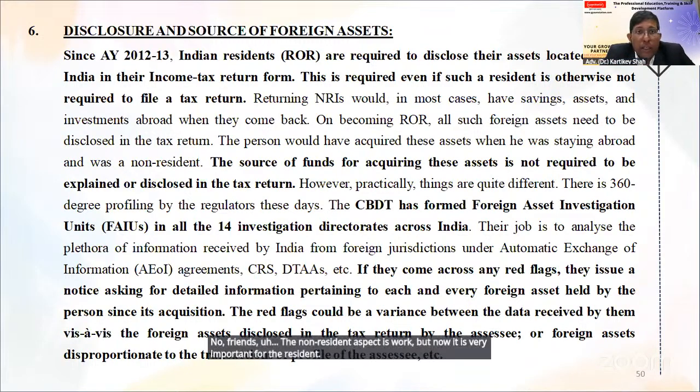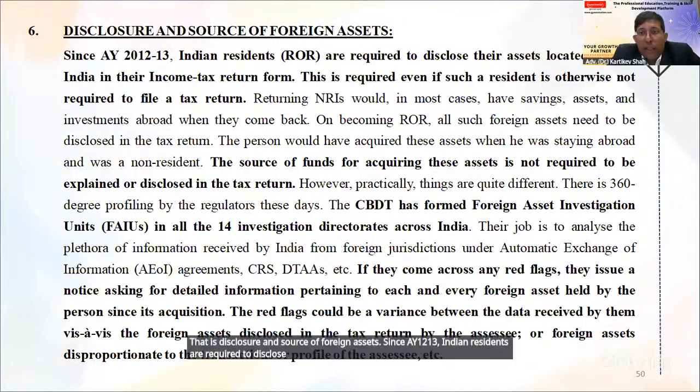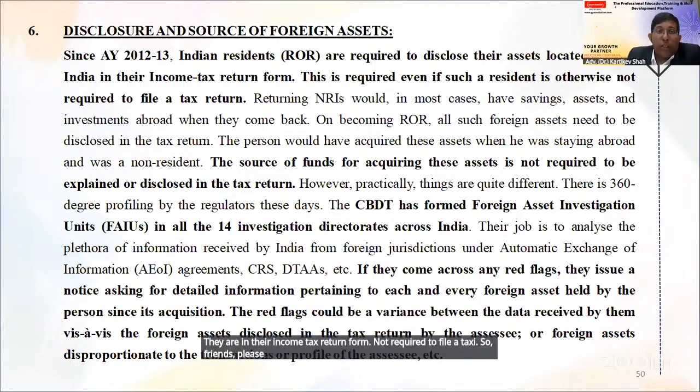That is disclosure and source of foreign assets. Since AY 2012-13, Indian residents are required to disclose their assets located outside India in their income tax return form. Not required to file a tax return. So, friends, please beware. This is very important.